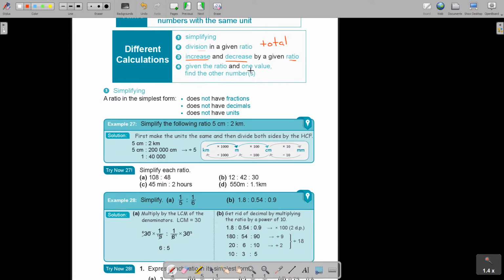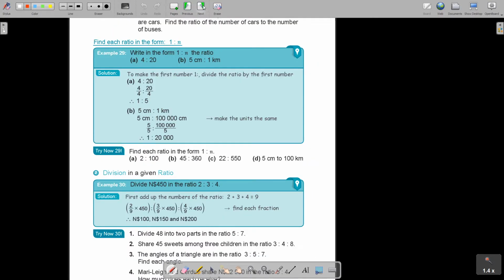And now I'm coming to the final one, and I want to just show you. Given the ratio and one value, find the other number. Now, in this case, they will not give you the total. It's almost like one of the outcomes. So they will give you one of the ratios, just that specific one. And how do I do it then? Let's just go back.